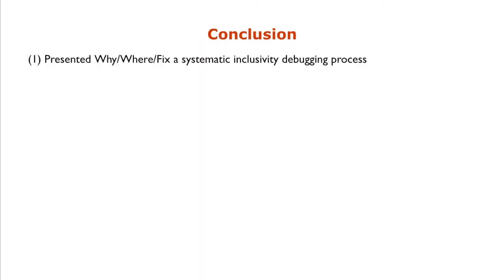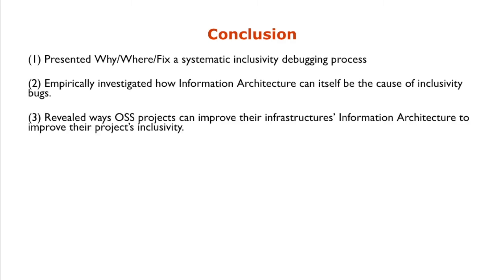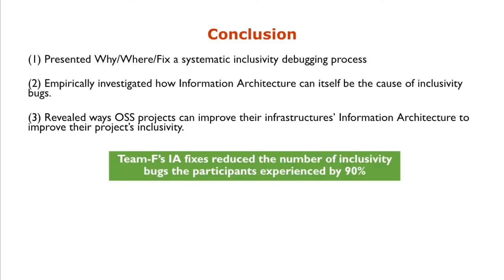To conclude, we presented Why Where Fix, a systematic inclusivity debugging process. We empirically investigated how information architecture can itself be the cause of inclusivity bugs. But it can also be part of the solution. In fact, we revealed ways OSS projects can improve their infrastructure's information architecture to improve their project's inclusivity. For instance, Team F's IA fixes reduced the number of inclusivity bugs the participants experienced by 90%.